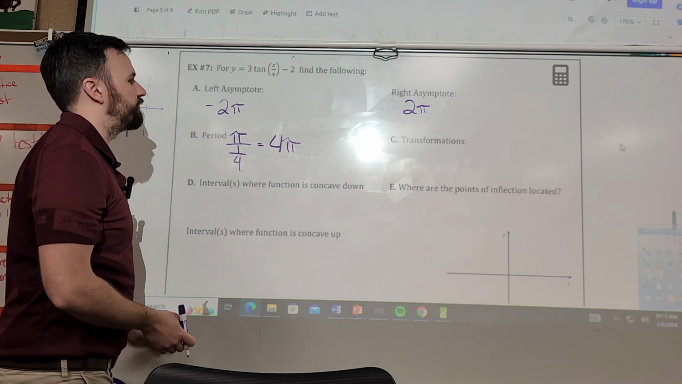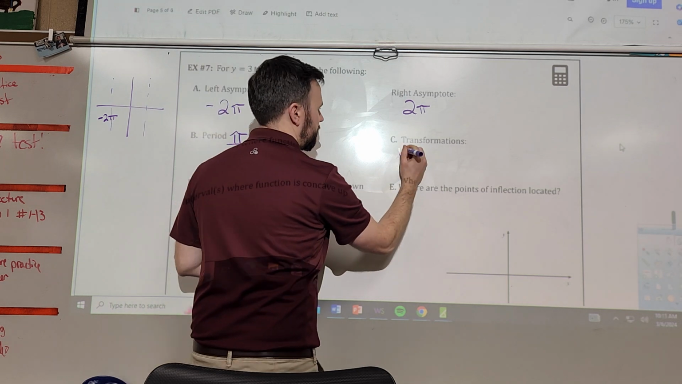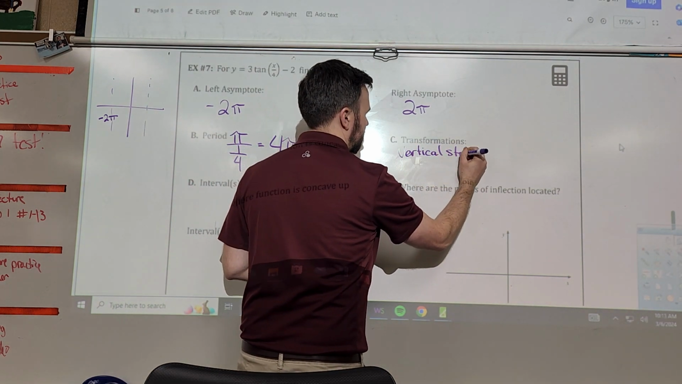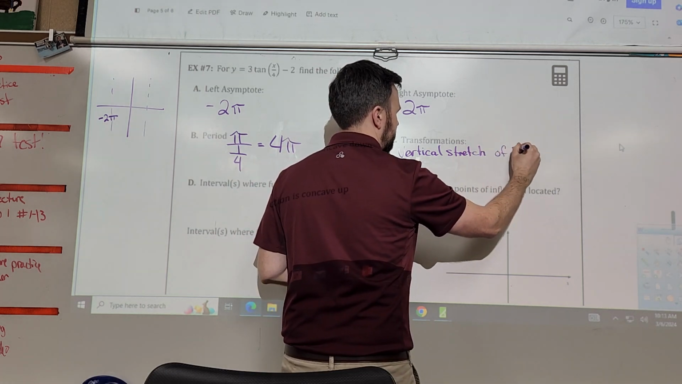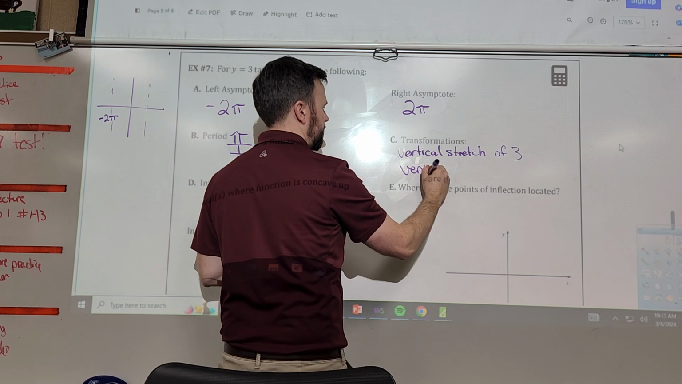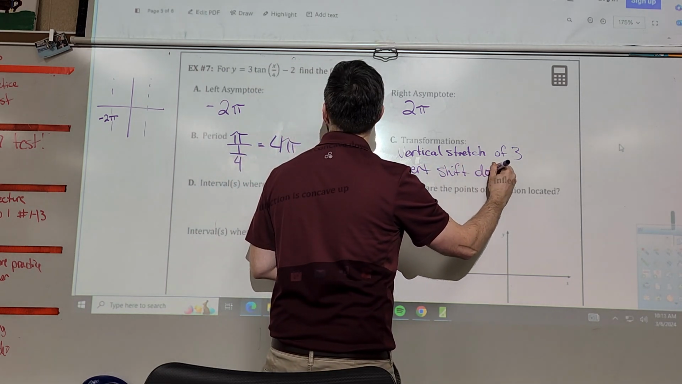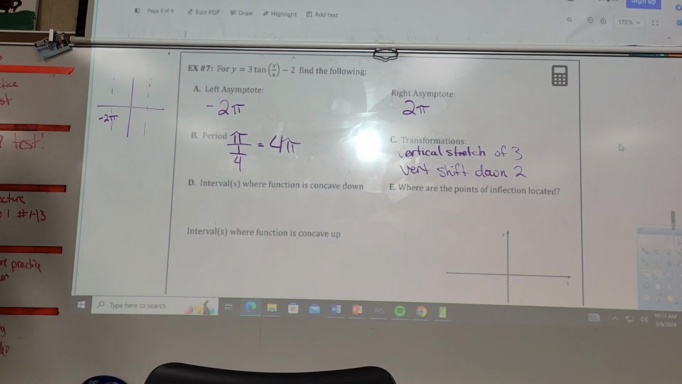All right, what other transformations are occurring? A vertical stretch of 3. And a vertical shift down 2. Okay.